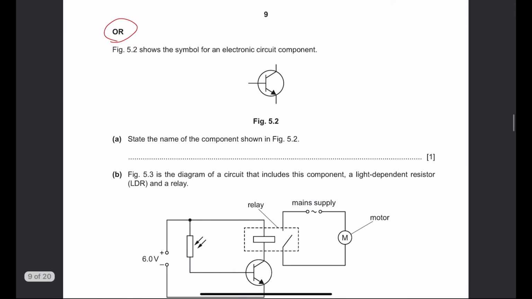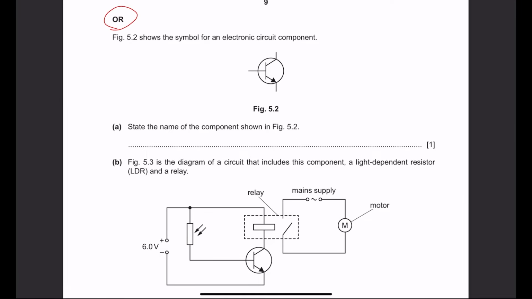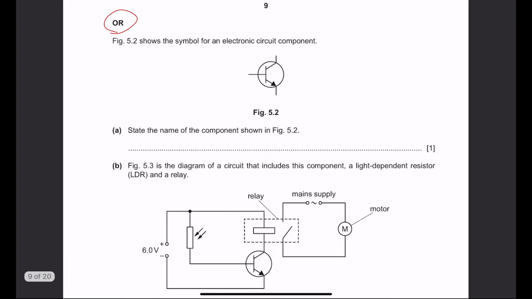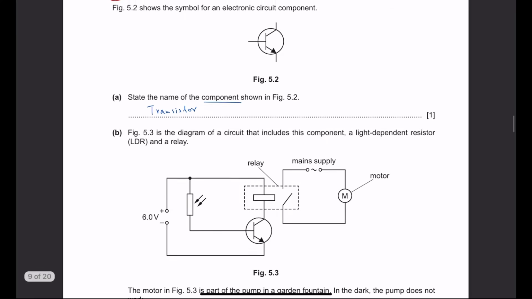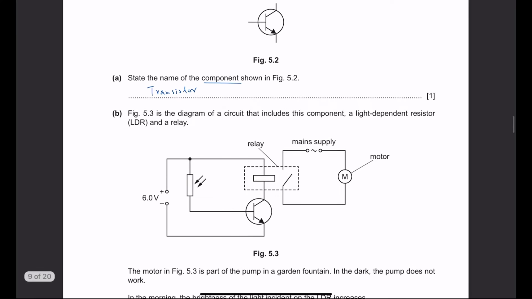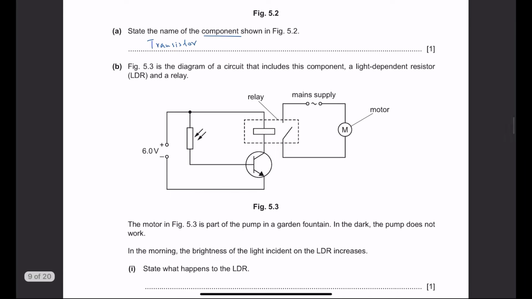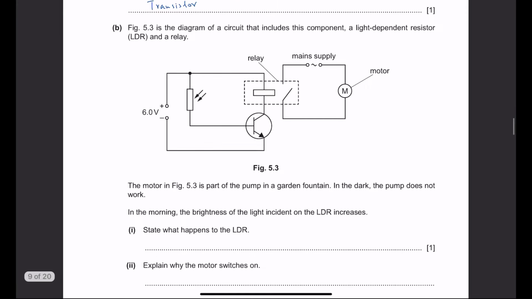Moving on to the other part of this question, which is the other option that you have. Either you will attempt this page or the previous one. Now you've been shown a component and you're asked to write the name of this component, and this is a transistor. Remember, this is a question from the topic of electronic systems, which is an optional chapter in paper 2. Now this transistor is being fitted into a circuit which also has a relay, a motor and an LDR in it.